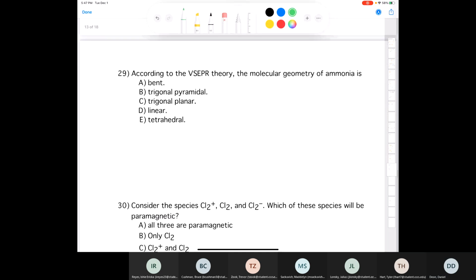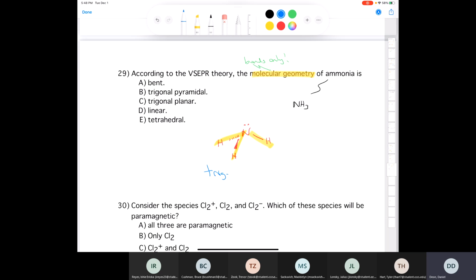Number 29. According to valence shell electron pair repulsion theory, the molecular geometry of ammonia is, well, everybody should know what ammonia is. It's NH3, and it has a Lewis structure and molecular geometry that look like this, where I'm going to have 1 hydrogen in back and another one coming up in front like this. And remember, molecular geometry considers bonds only, okay? Where are the bonds? I've got a bond going down here, here, and here. And so that is trigonal pyramidal. Trigonal pyramidal. Here we go.